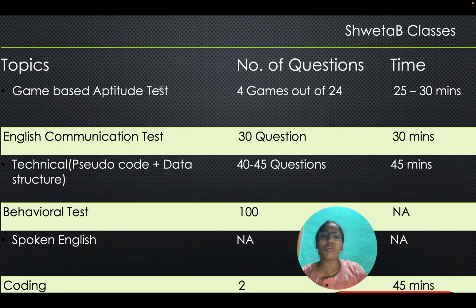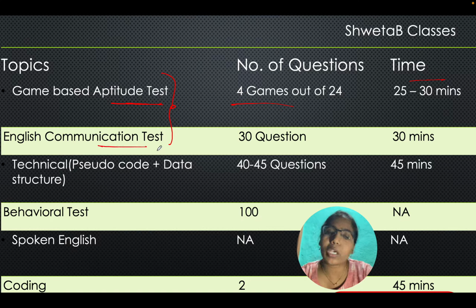I told you there are a total of 6 rounds, correct? Now for each round, we discuss the total number of questions and the time. The first one is the game based aptitude test. The game based aptitude test and English communication test you are going to write together. Here a total of 24 games will be there, and out of them you choose 4 games. The computer will suggest 4 games and show you a demo on how to attend them, and 5 to 6 minutes will be allotted for each game.